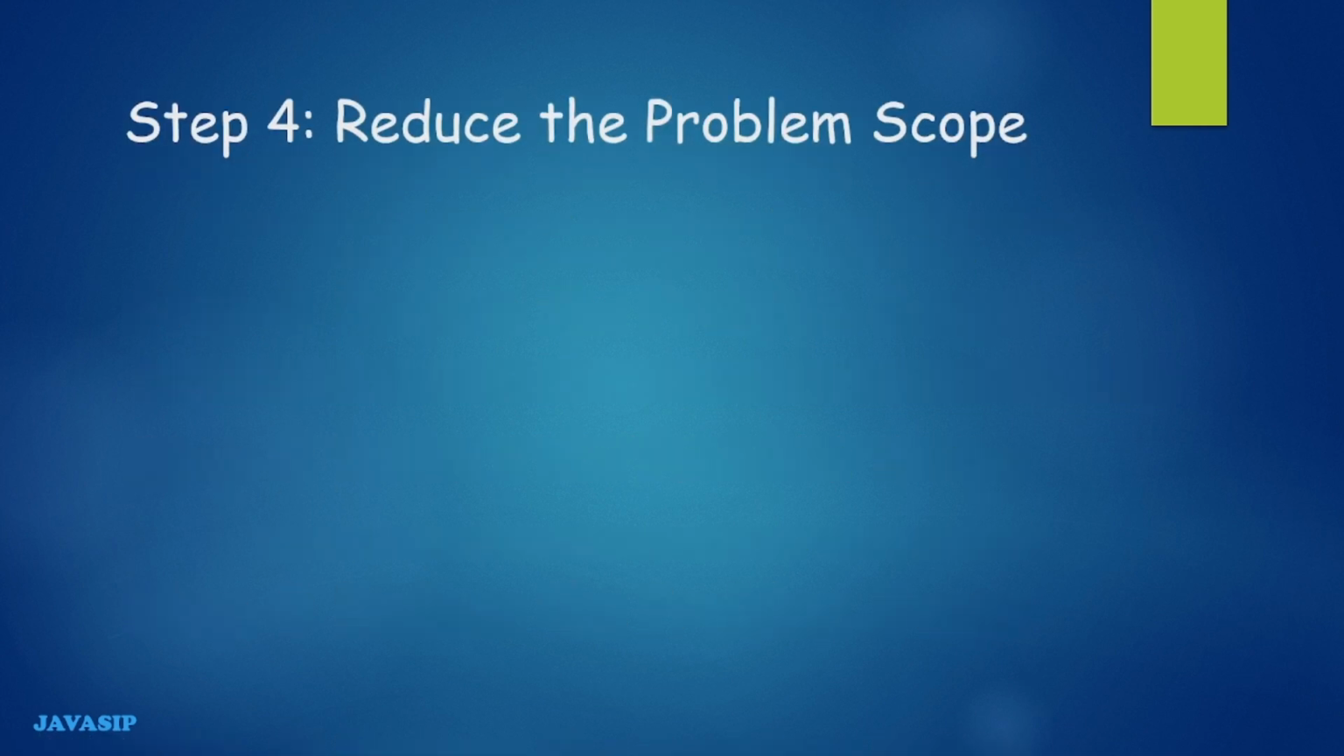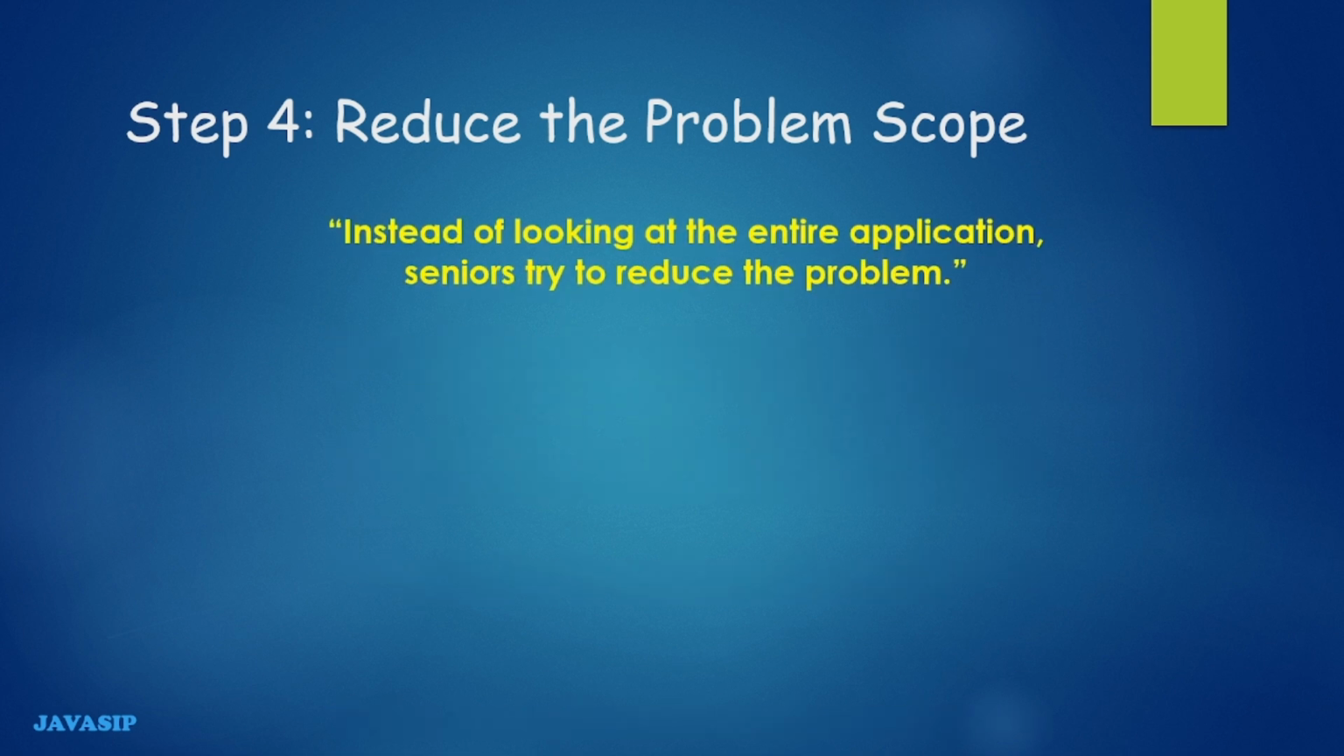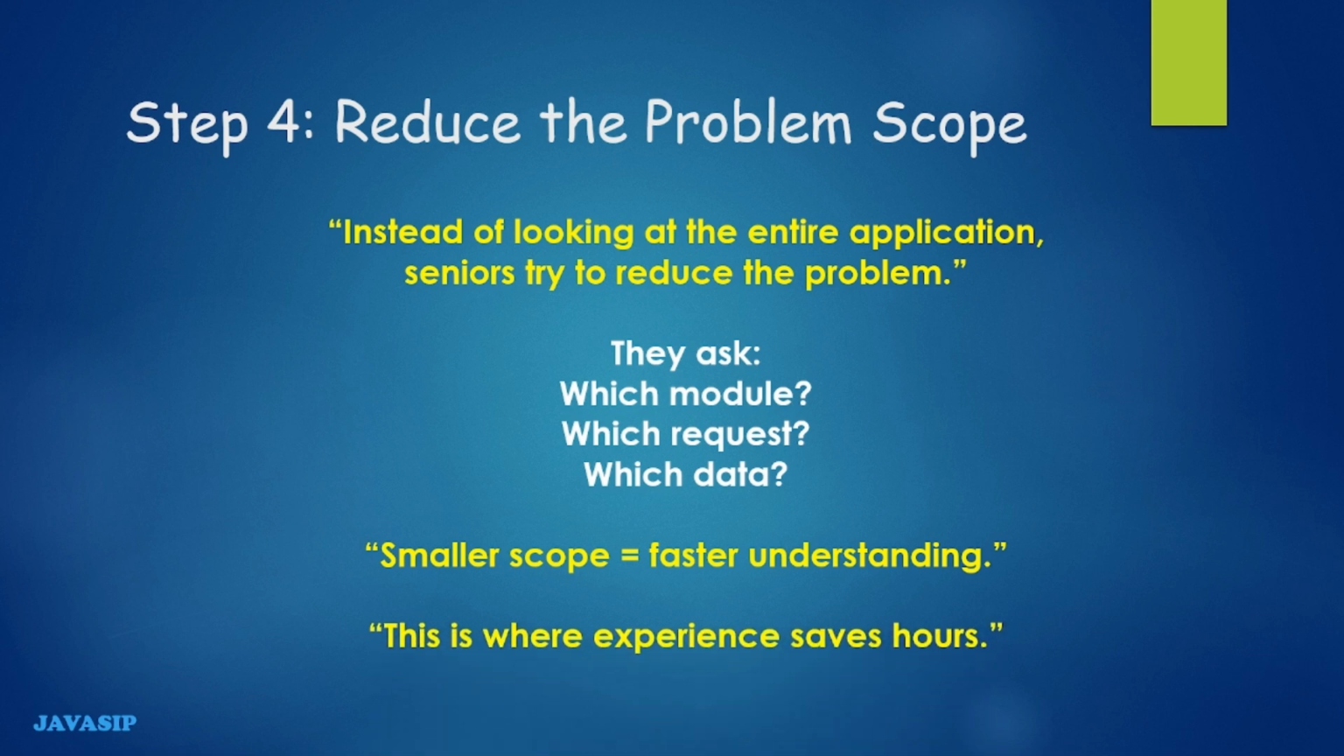The next step is reduce the problem scope. Instead of looking at the entire application, seniors try to reduce the problem scope. They ask different questions like which module, which request, which data, to understand where the problem is. Here, smaller scope gives faster understanding. In this way, experience saves hours.